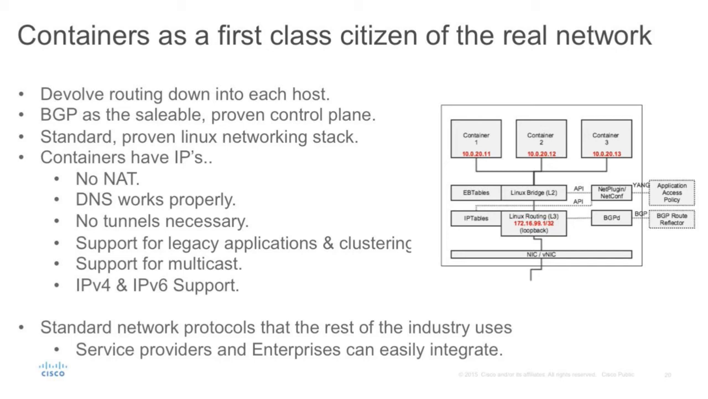And the result of this is that containers have IP addresses. We don't need NAT, we don't need to worry about which ports are and aren't forwarded to a particular container. So DNS works properly because effectively a container is now just a host. It supports legacy applications and clustering because there isn't a real IP and a forwarded IP for each container. It supports multicast properly because it's just IP routing, and obviously IPv4 and IPv6 support. So we're using standard network protocols that the rest of the industry uses, and that also means that service providers and enterprises will find it really easy to tie containerized workloads into their existing infrastructure.